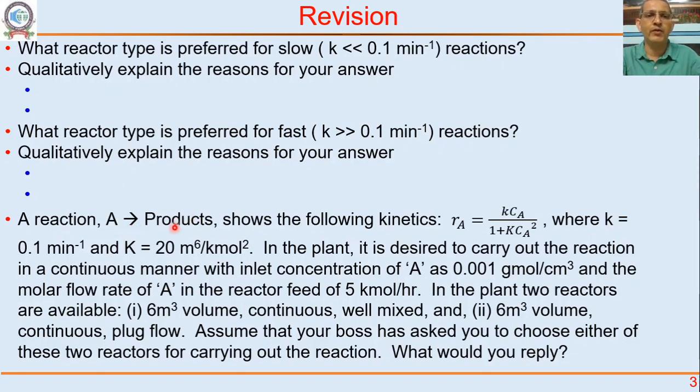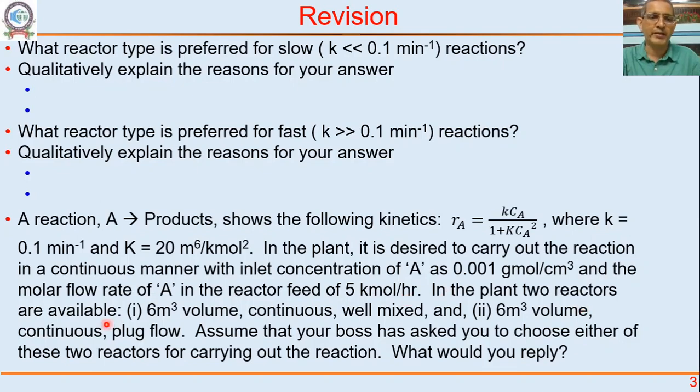Let's say a reaction A going to products shows the following kinetics. Ra is kCa divided by 1 plus KCa square. We will see where these kinds of kinetics come as we go along in the course. Let's say rate constant k is 0.1 minute inverse and capital K, like an equilibrium constant, is 20 meter raised to 6 per kilomole square, because it's second order. In a plant, it is desired to carry out the reaction in a continuous manner with inlet concentration of A as 0.001 gram mole per centimeter cube and molar flow rate of A in the reactor at 5 kilomoles per hour.